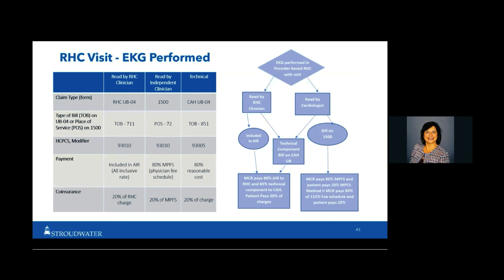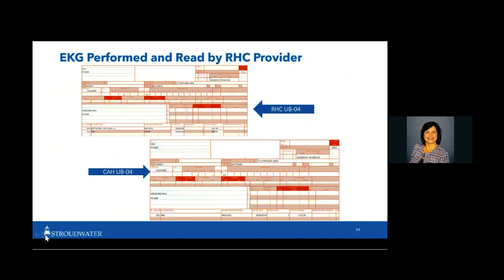See, nitty gritty stuff. And I know you're sort of like, okay, Amy, show me a picture again on how this works. So you can see that on the RHC UB form, you've actually listed that information out, and the critical access hospital UB form would have this information if the EKG was performed and read by the RHC provider.